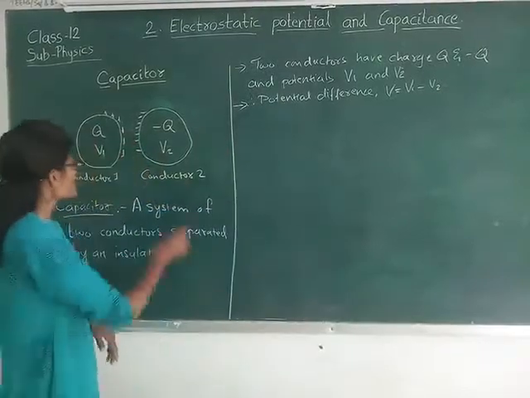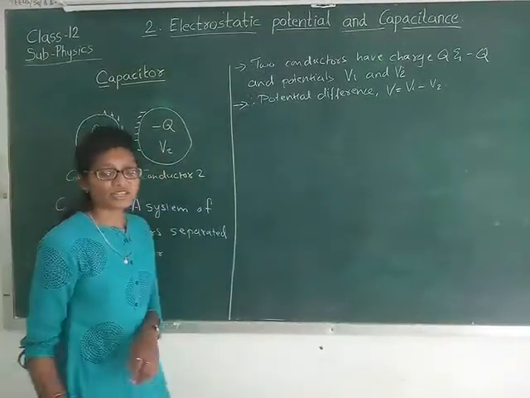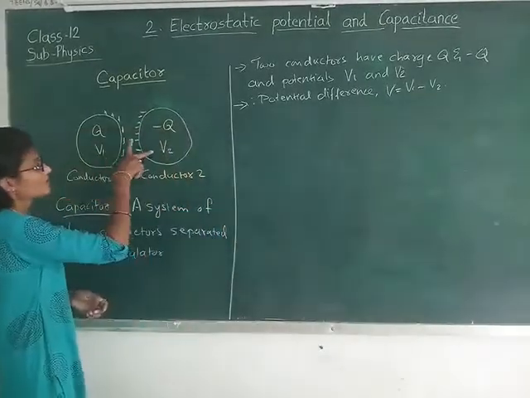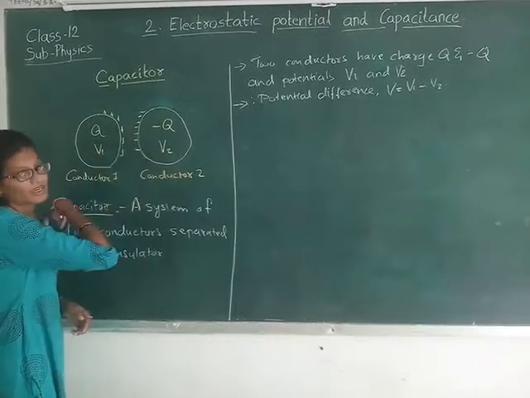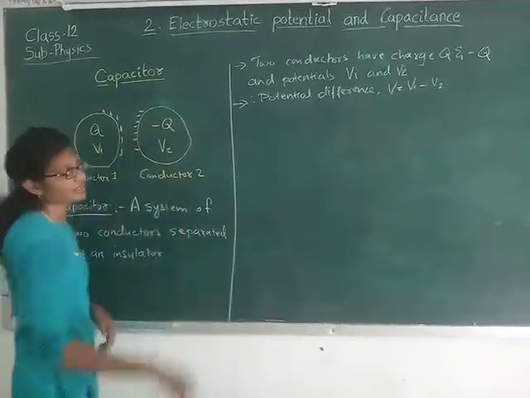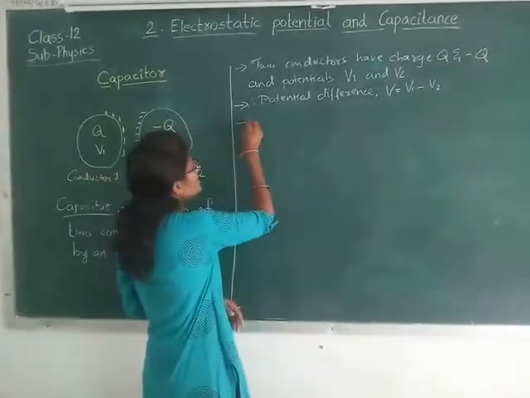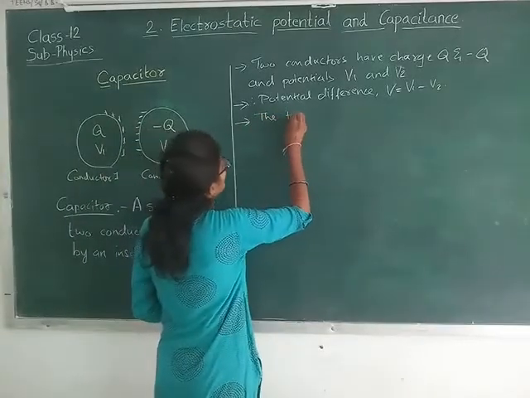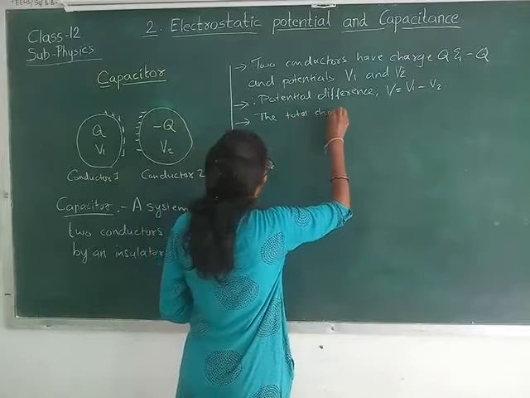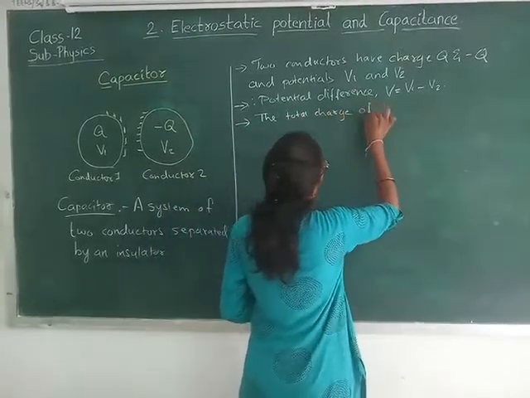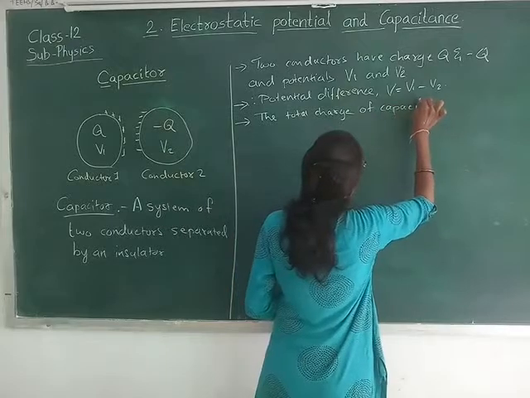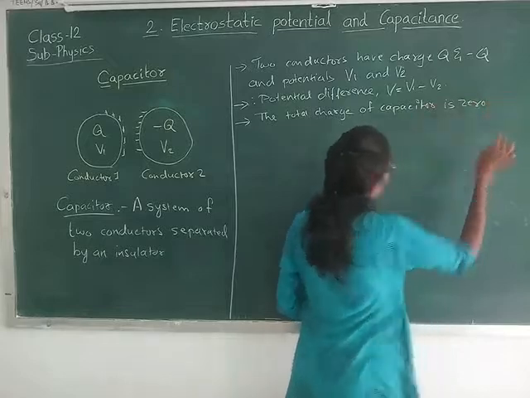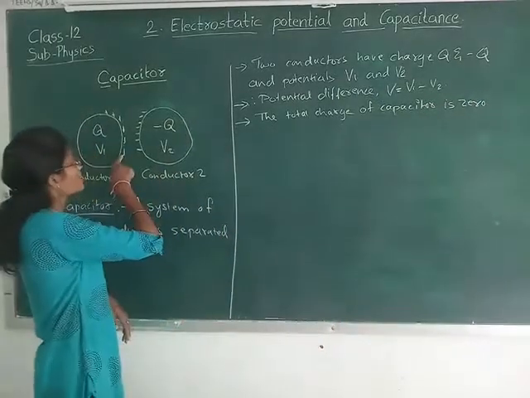Right? Now here you can see, here we are having plus charge, here we are having minus charge. So we can say the total charge of the capacitor, because your capacitor is a system of two conductors separated by an insulator, having two conductors with opposite charges, the total charge of the capacitor is 0. That is 0, right?